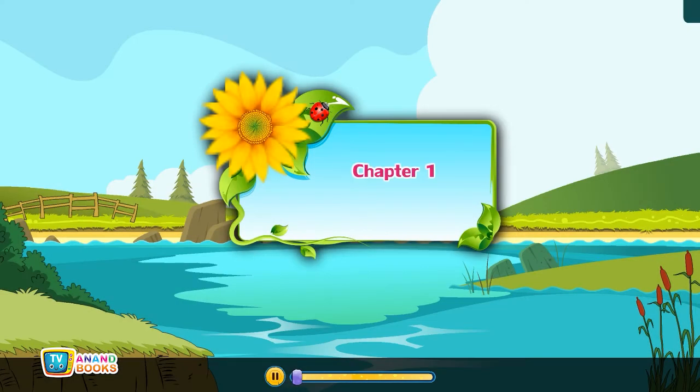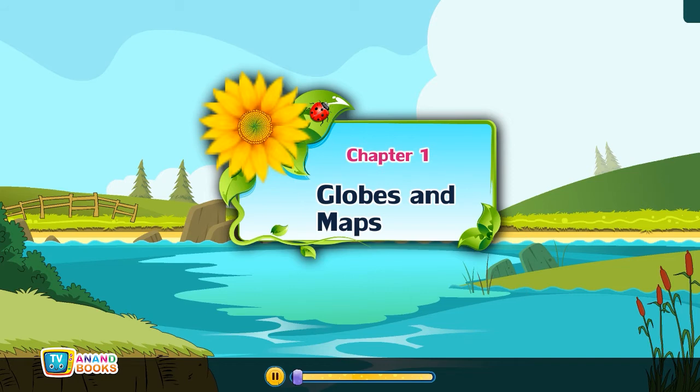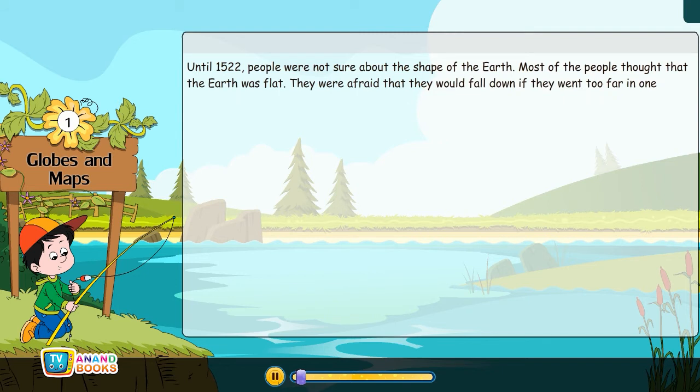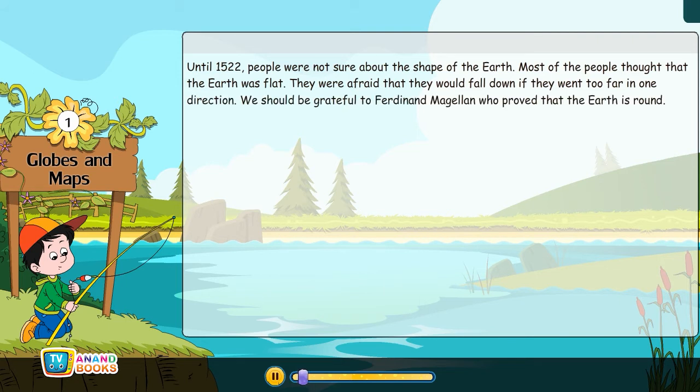Chapter 1: Globes and Maps. Until 1522, people were not sure about the shape of the earth. Most of the people thought that the earth was flat. They were afraid that they would fall down if they went too far in one direction. We should be grateful to Ferdinand Magellan, who proved that the earth is round. Later, many other astronomers proved that the shape of the earth is round.